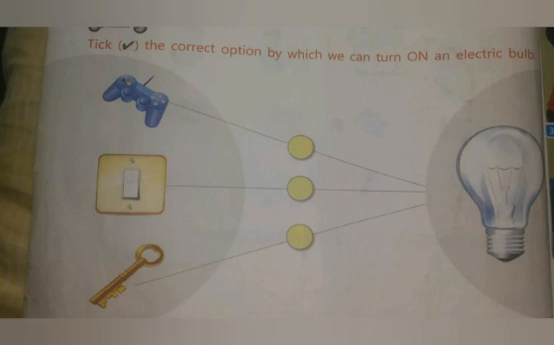Here in your book, first starter question is given for you. Take the correct option by which we can turn on an electric bulb. On left hand side, we can see the remote of the video game. Second picture is of a switch button through which we can switch on or off. Third one is the key through which we can lock or unlock. On the right hand side, we can see the picture of the bulb.